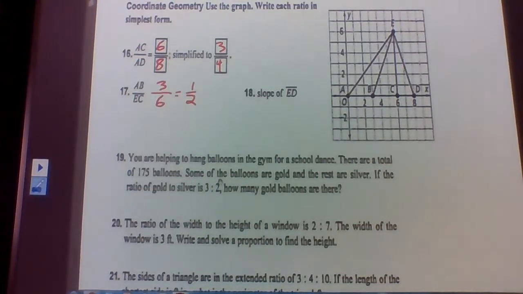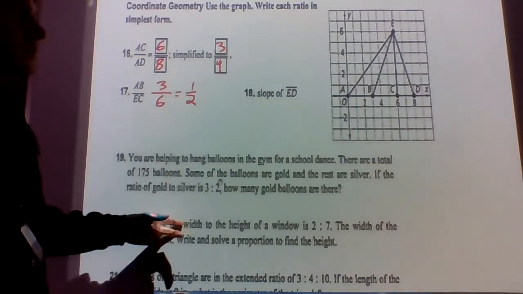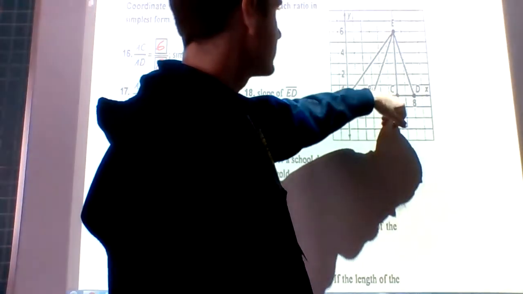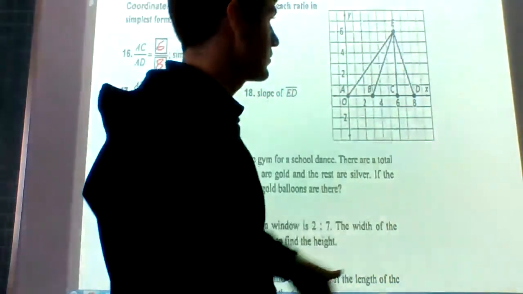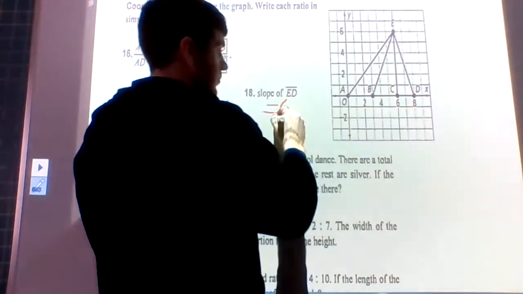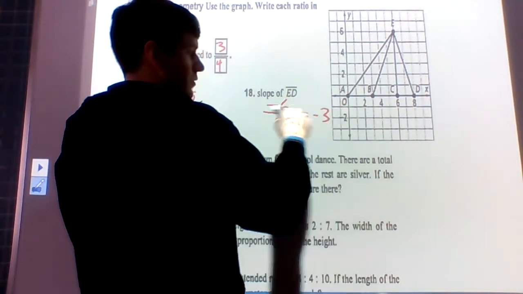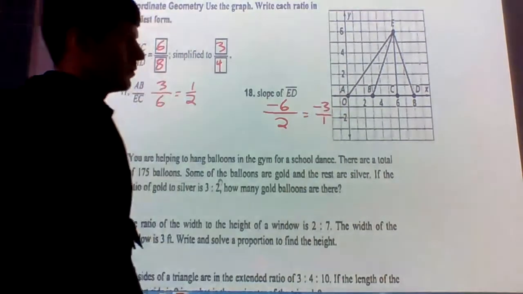And then we want the slope of ED. So slope is rise over run. Not really sure why they want the slope, but rise over run. So we're going down 1, 2, 3, 4, 5, 6, and we're going over 2. I guess it just wants to demonstrate that we have a ratio.